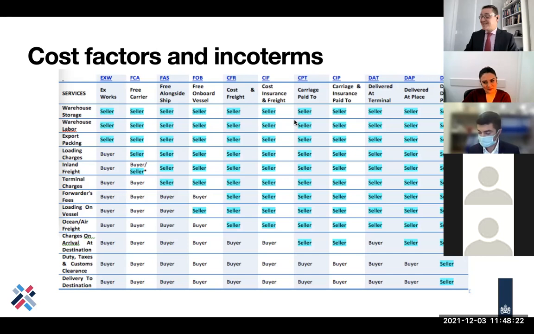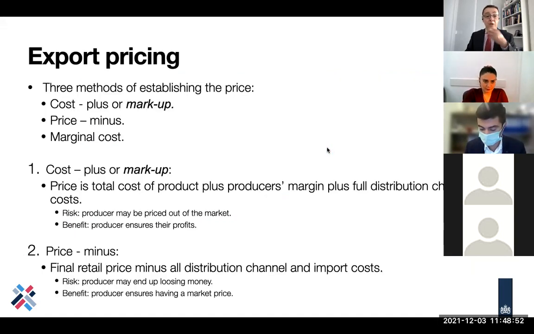My pleasure. Okay, so I guess the key message is distribution channels do provide a hell of a lot of value. They're incredibly valuable because they do bring things that wouldn't exist otherwise. And intermediaries contribute to this. So the costs that are associated with distribution channels are important, and you need to bear them in mind when you're thinking about pricing. So how do you price? How do you define prices for exports?